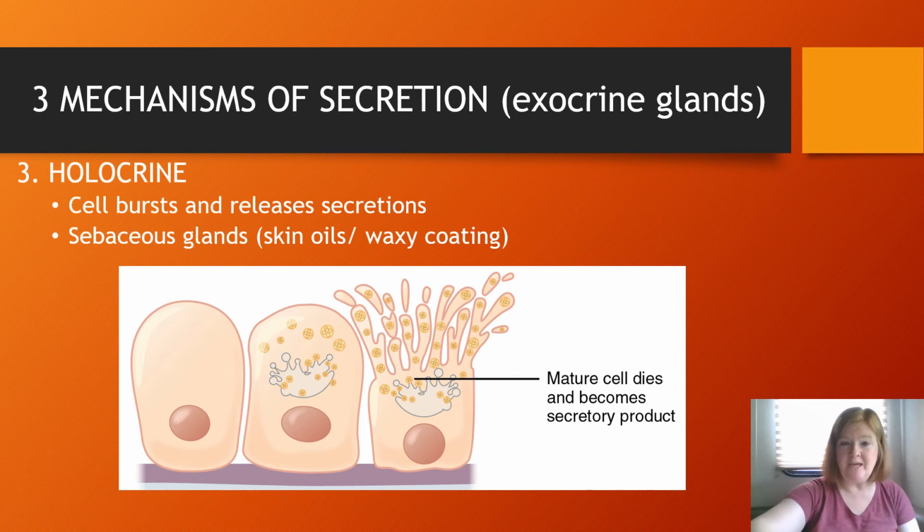And then we have the last type, which is holocrine secretion, and the cell actually bursts and releases the secretions. So sebaceous glands, which produce our skin oils, the waxy coating, they work through the mechanism of holocrine secretion. So this cell does not live. It bursts and releases the secretions.